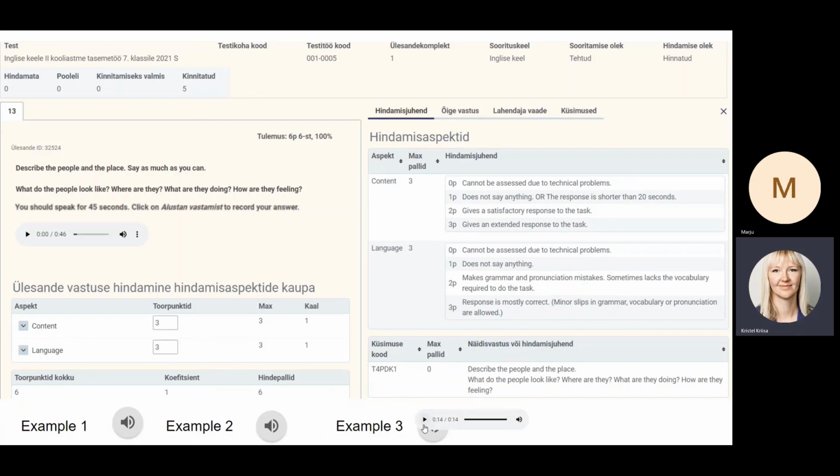Okay, so it was just 14 seconds. They basically did answer all the questions, but the response is shorter than 20 seconds, so 1 point here. And then the language, you couldn't really hear any mistakes, so it's mostly correct, 3 points.